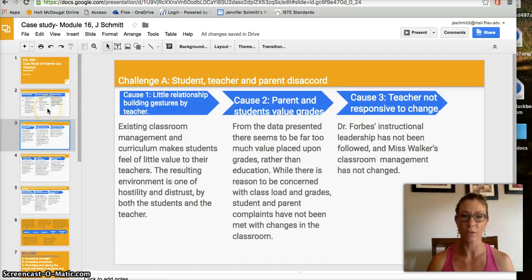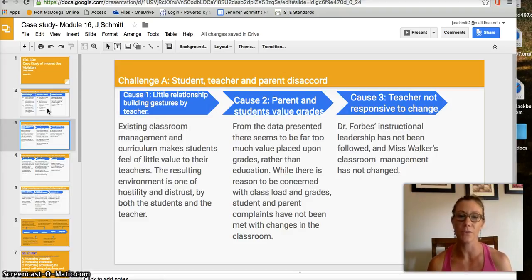So, delving more into the specifics of those challenges, in terms of the student, teacher, and parent discord, that seems to have begun with the lack of relationship-building gestures by Ms. Walker. And her classroom management and curriculum makes students feel little value to their teachers. And the result of that classroom management environment is one of hostility and distrust.